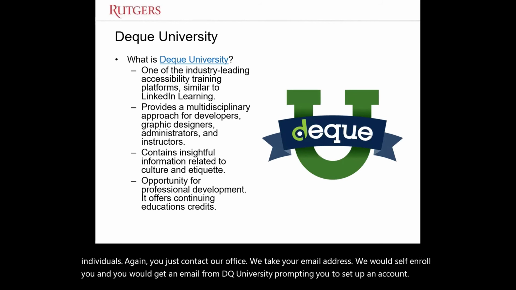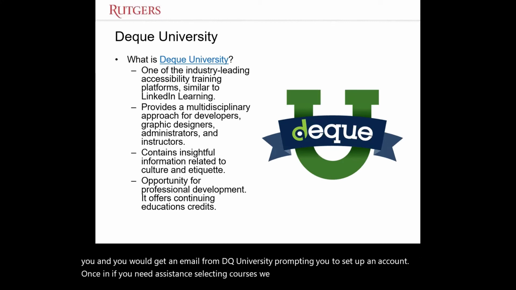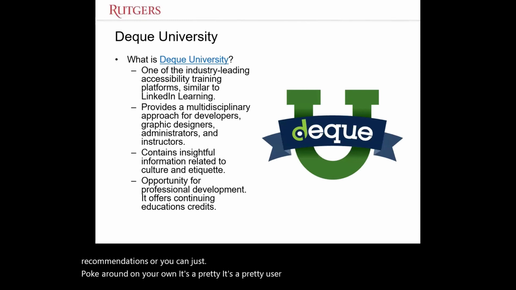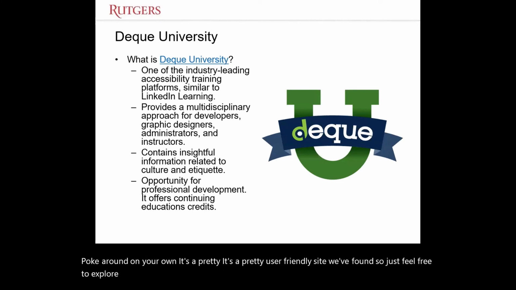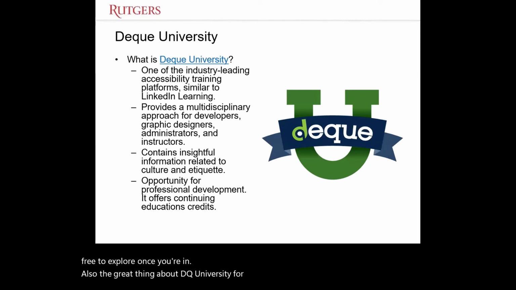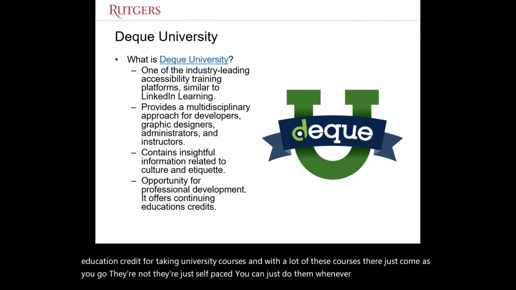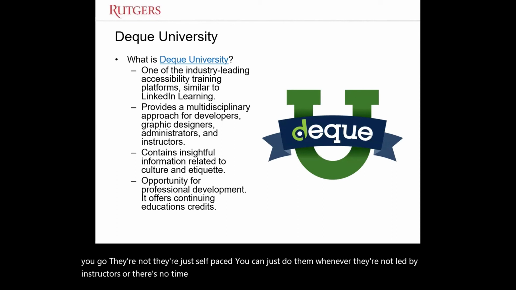Once in, if you need assistance selecting courses, we can give you some recommendations, or you can just poke around on your own. It's a pretty user-friendly site we've found, so just feel free to explore once you're in. Also, the great thing about Deque University, for certain licensures, you can actually get continuing education credit for taking University courses. And with a lot of these courses, they're self-paced. You can just do them whenever. They're not led by instructors, and there are no time limits on them. So it's completely up to you in that regard.